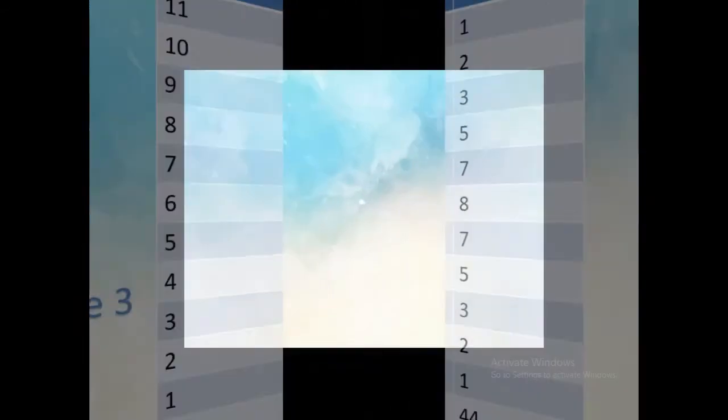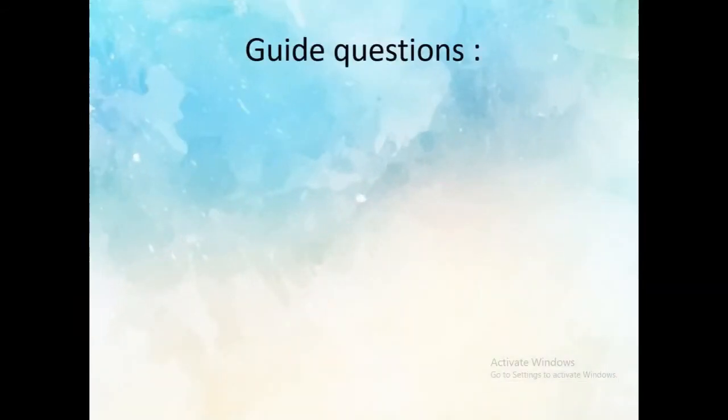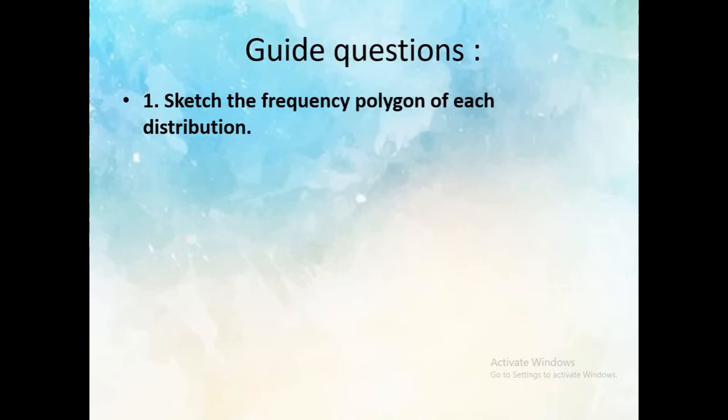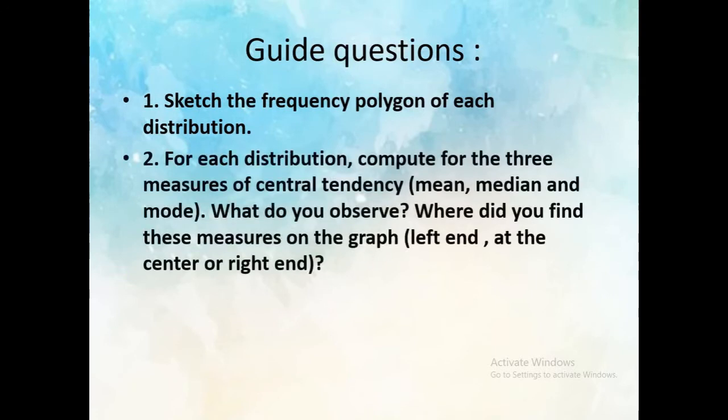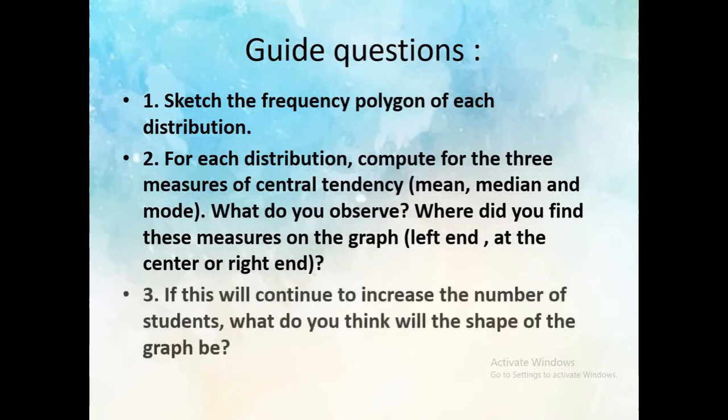Now here are the guide questions. Number 1. Sketch the frequency polygon of each distribution. Number 2. For each distribution, compute the three measures of central tendency: mean, median, and mode. What do you observe? Where did you find these measures on the graph? Left end, at the center, or right end? Number 3. If we continue to increase the number of students, what do you think will the shape of the graph be?